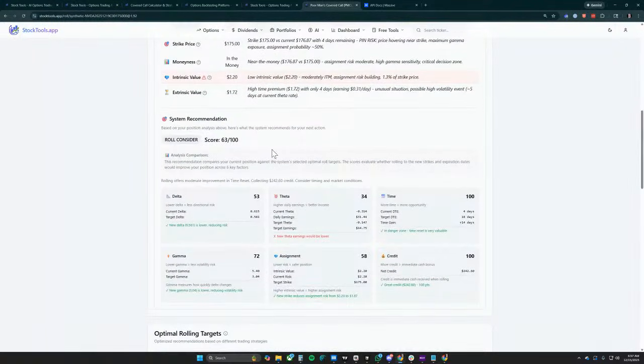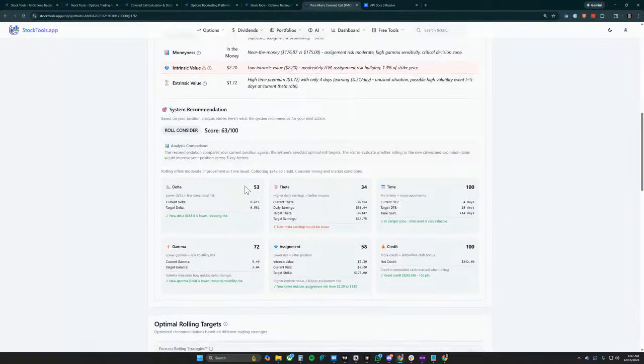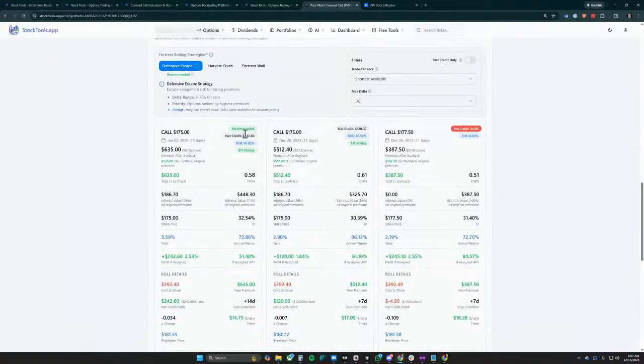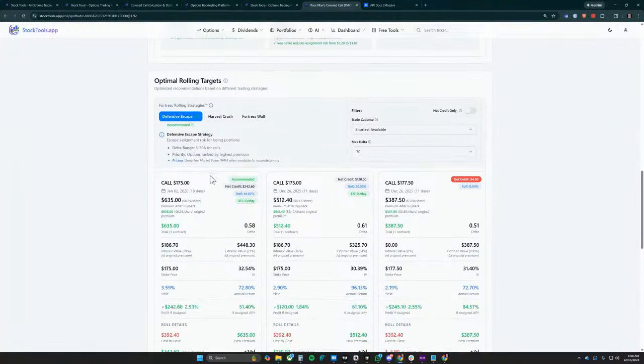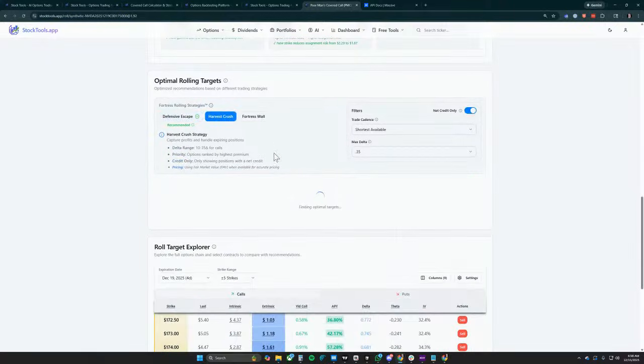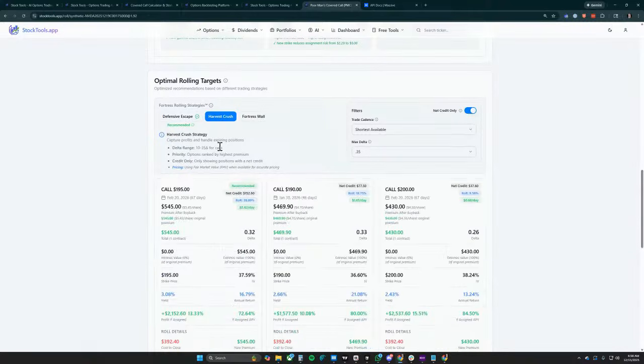And so what I'm doing here, based on that, it's a little bit out of order, I have rolling engine ideas, like a defensive escape: all right, I'm in the money, I need to roll up and out. And so okay, it's going to select this one. Or if I switch to harvest crush, it's going to try and do that. Are these actual terms that people use? No, I made these up.